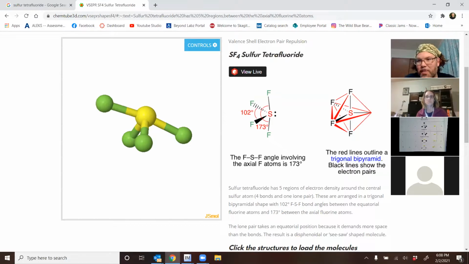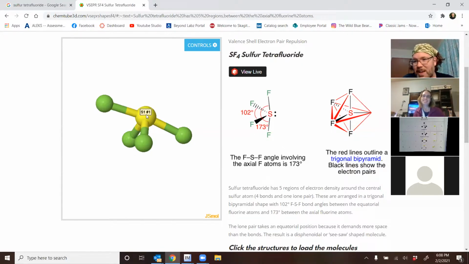Isn't that interesting? So there's actually two allowed names for this shape, seesaw, or anybody remember the other name that you gave to a seesaw when you were a little kid? What else could you call a seesaw? Tristan, you don't know? Have you ever heard the term teeter-totter before? A teeter-totter? Yeah. So some people call that shape around that sulfur teeter-totter.